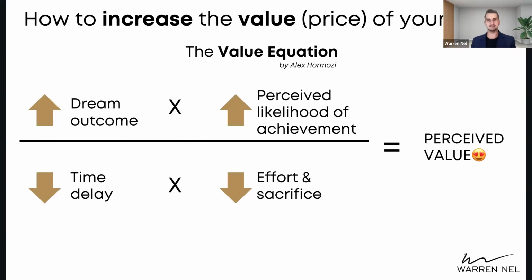I'm just borrowing it. And of course, these were things that he learned over the years that have been passed on from generation to generation, from masters in the world of marketing and business. But here it is. It is dream outcome times perceived likelihood of achievement divided by time delay times effort and sacrifice. That equals perceived value. Maybe you're a little bit confused.